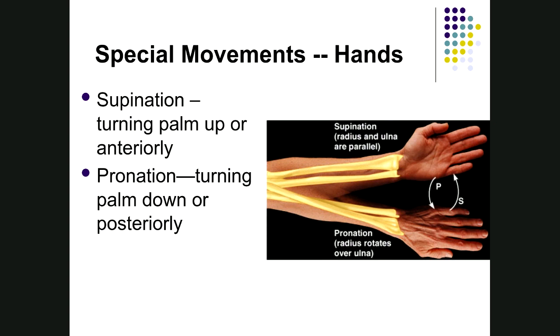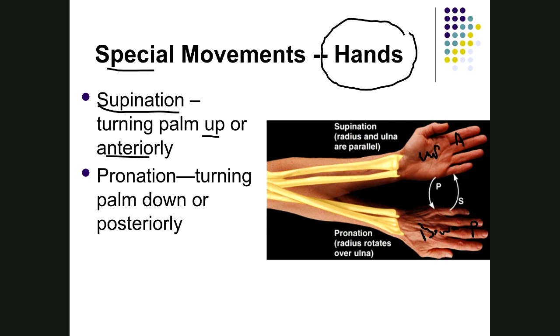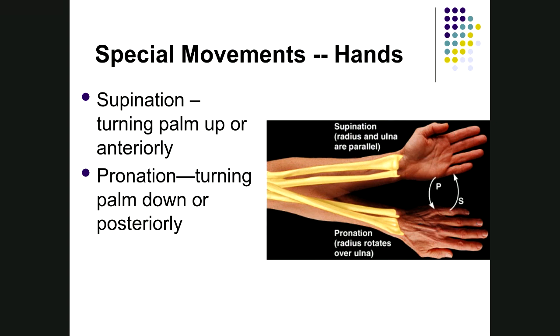We also have these movements which are called special. And special movements are called that because they can only be done with certain body parts. There's some things we can only do with our hands. One of those is you can turn your palm up or you can turn your palm down. You can turn your palm anteriorly or you can turn it posteriorly. If you turn the palm up or anteriorly, that's called supination. And an easy way to remember this is if you supinate, you can hold soup in your hand.